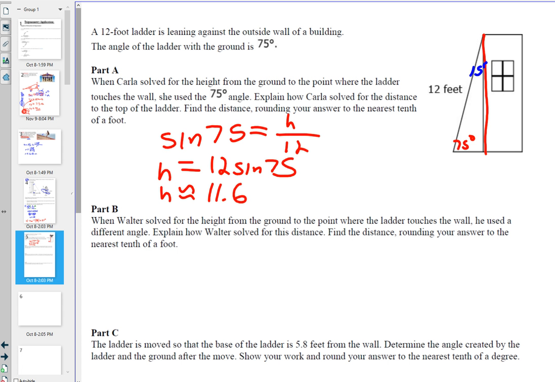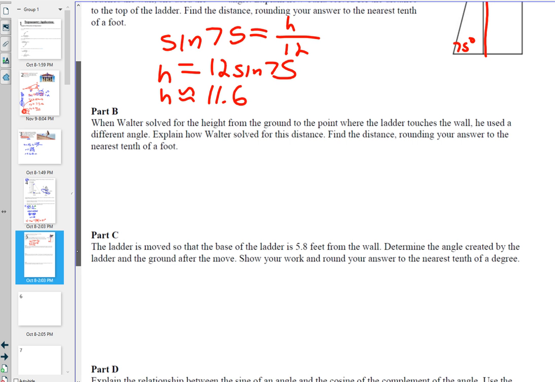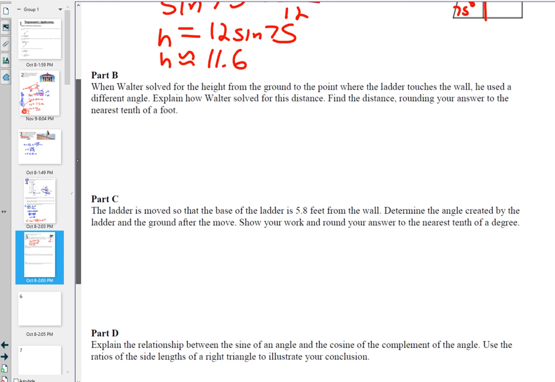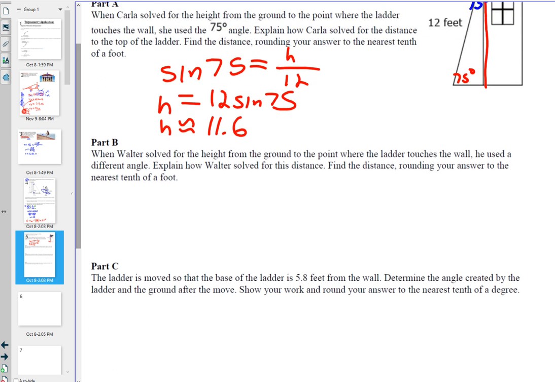So I would say that Walter, for some reason, decided to use that 15-degree angle. Do we know how I got 15? Just said it. 90 minus 75. And in any right triangle, if you take away the 90 from the right angle, that leaves 90 for the other two. It means that they're complementary. But now, if he's going to use the 15-degree angle, what trig ratio does he have to use? He has to use cosine. Oh, and you know what? This actually brings up a good point.